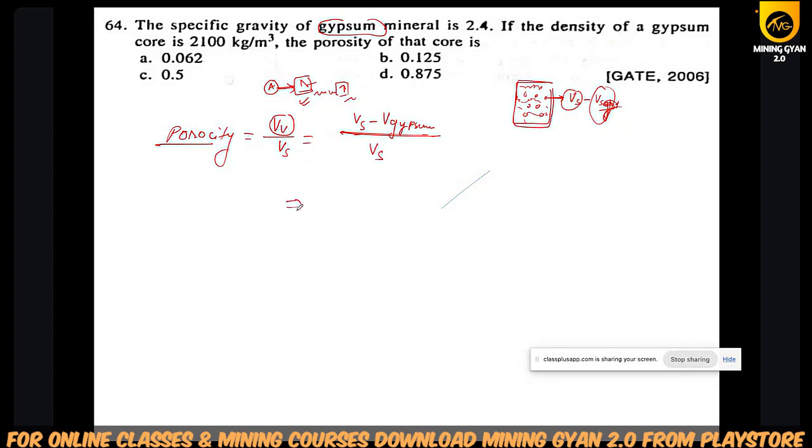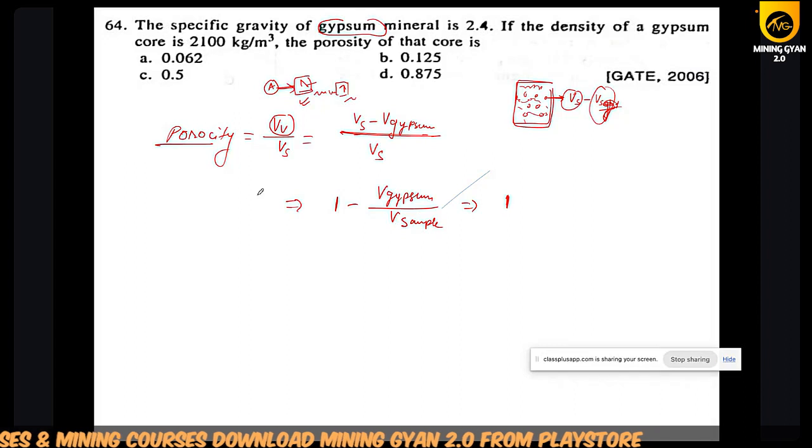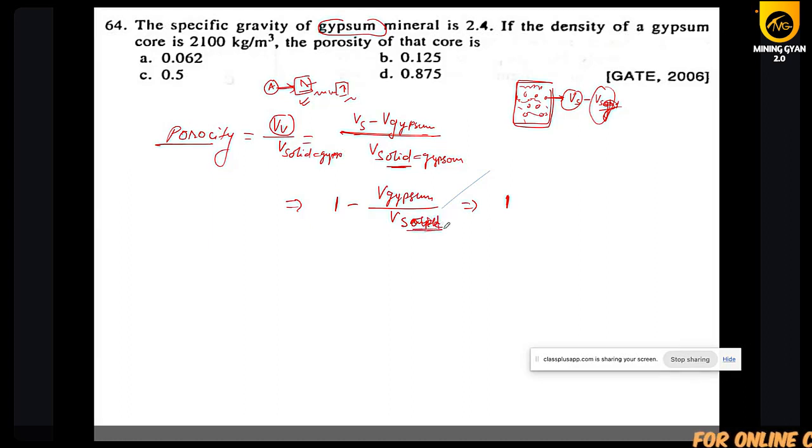So it will become 1 minus volume of gypsum divided by volume of sample. I think it is volume of void by volume of solid, right? Solid, that means gypsum.